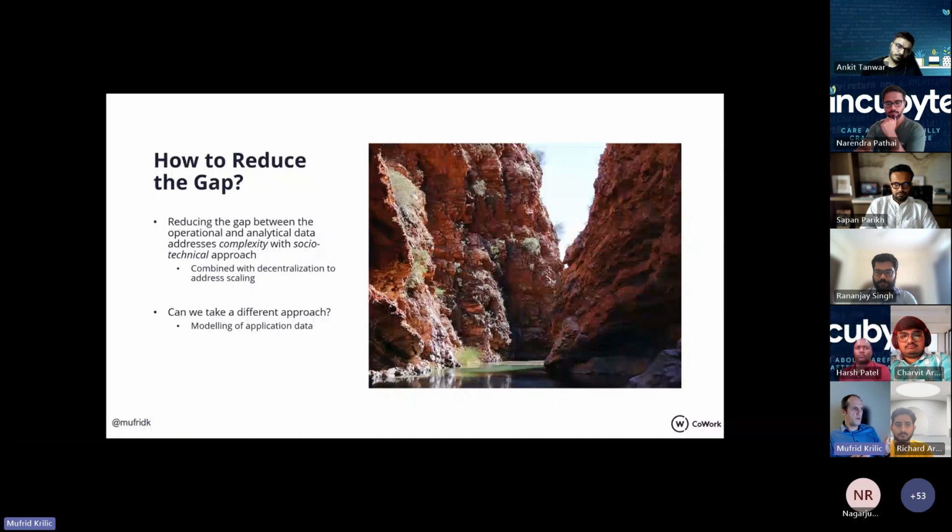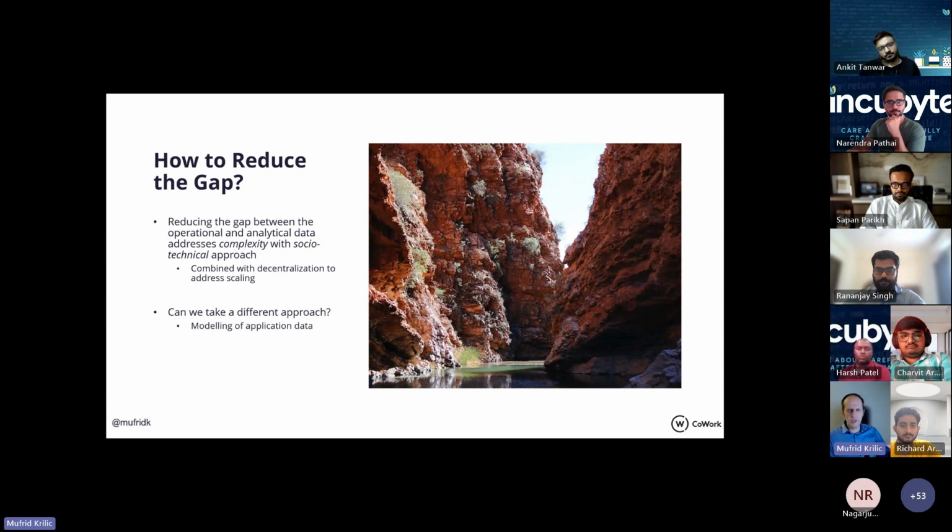Reducing the gap will address the complexity with a socio-technical approach, because we have seen on the operational side several years ago that decentralization helps address scaling. We have microservices, we have domain-driven design, bounded context, and everything. So can we do this on the analytical side?